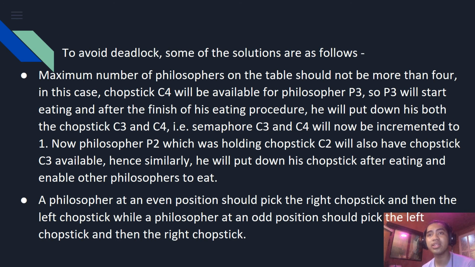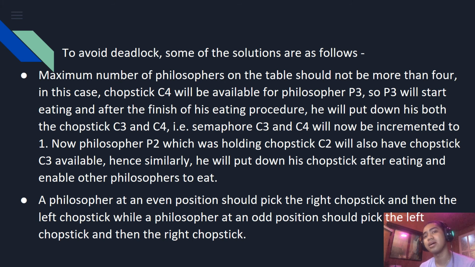To avoid deadlock, some of the solutions are as follows. The maximum number of philosophers at the table should not be more than 4 in this case. Chopstick C4 will be available for philosopher P3, so P3 will start eating, and after he finishes his eating procedure, he will put down both his chopsticks C3 and C4. For example, semaphores C3 and C4 will now be incremented to 1. Now philosopher P2, who was holding chopstick C2, will also have chopstick C3 available. Hence, similarly, he will put down his chopsticks after eating and enable other philosophers to eat.